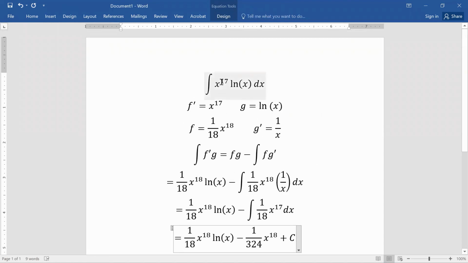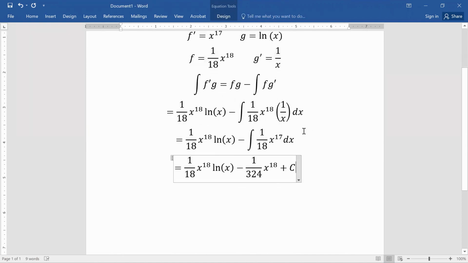That's how we deal with polynomials times natural logs. We let the natural log be g. It has this really nice derivative that works well with polynomials because when you multiply 1 over x times any term, you reduce the exponent on an x by 1. And that makes something that's fairly easy to integrate.